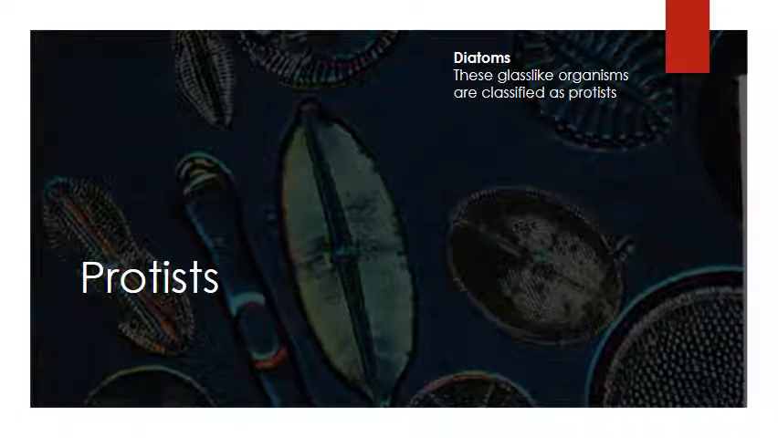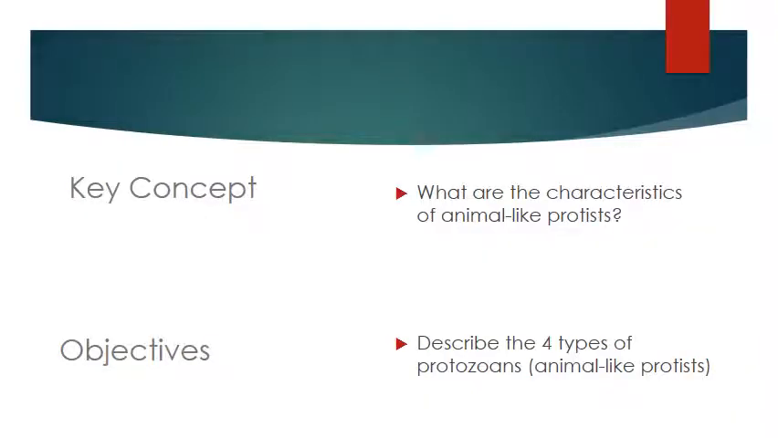Hi, Mr. Hemi here, and today we're going to be talking about 4 types of animal-like protists, and we call them protozoans. Our key concept to keep in mind as we go through this lesson is, what are the characteristics of animal-like protists? And our objective is to be able to describe those 4 types of animal-like protists. We call them protozoans.